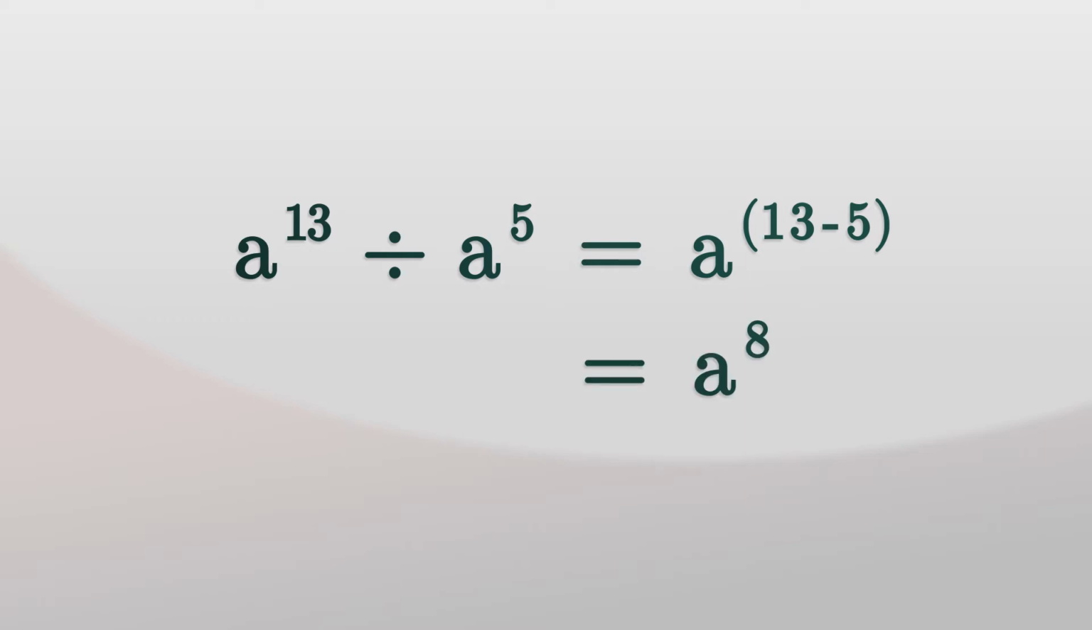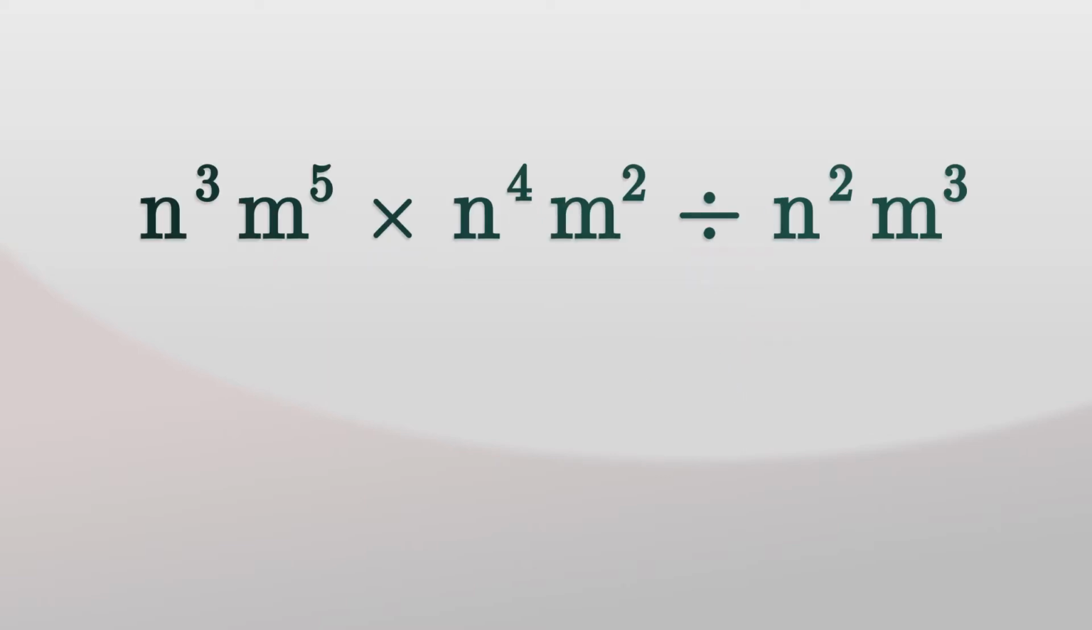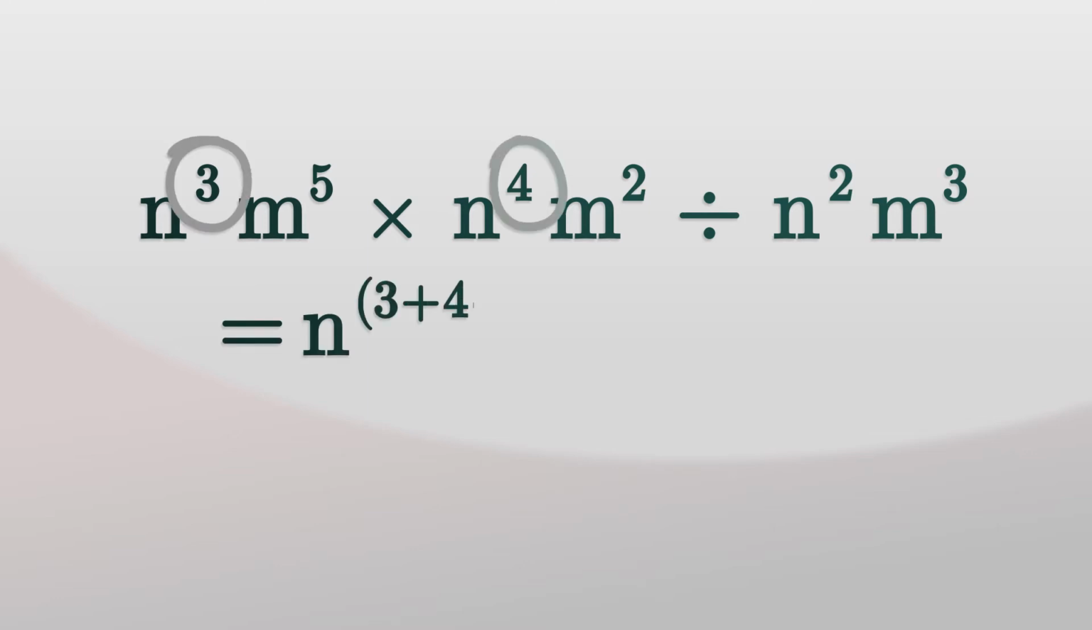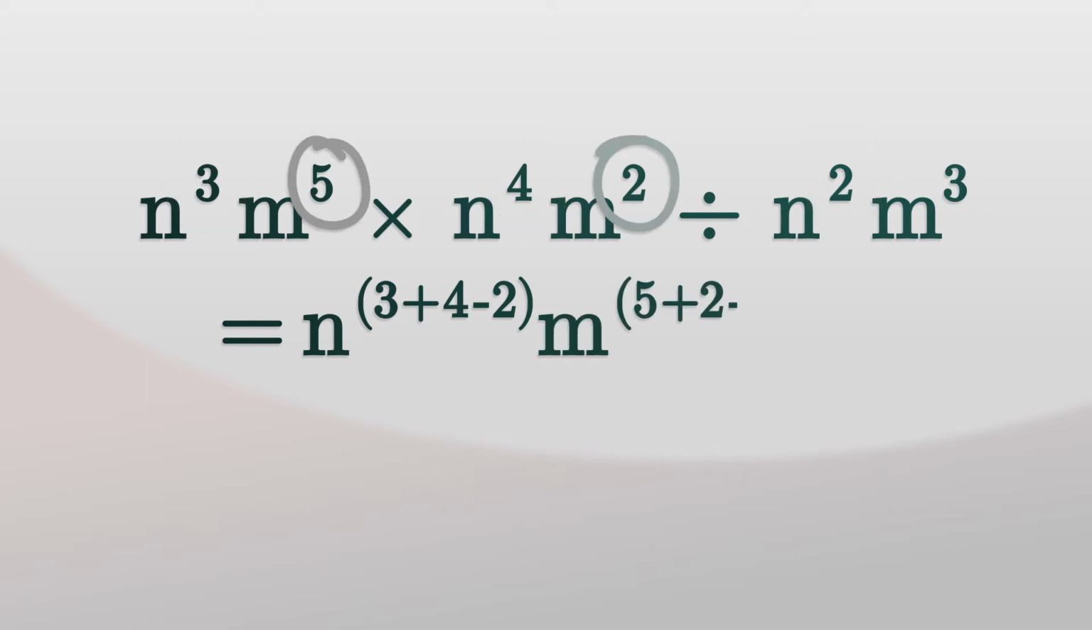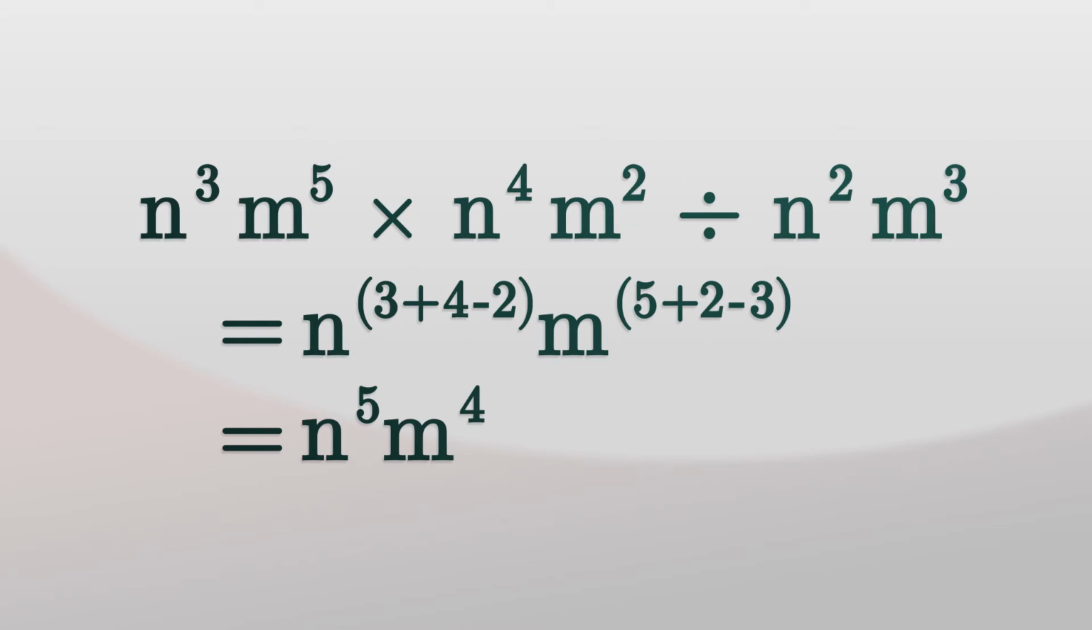What about when we have an equation with more than one letter in it? What about something like this? As in the case for only one letter, we add the indices when multiplying and subtract the indices when dividing. Only this time we do it separately for each letter. So this is equal to n to the power of 3 plus 4 minus 2 times m to the power of 5 plus 2 minus 3, which equals n to the power of 5 times m to the power of 4.